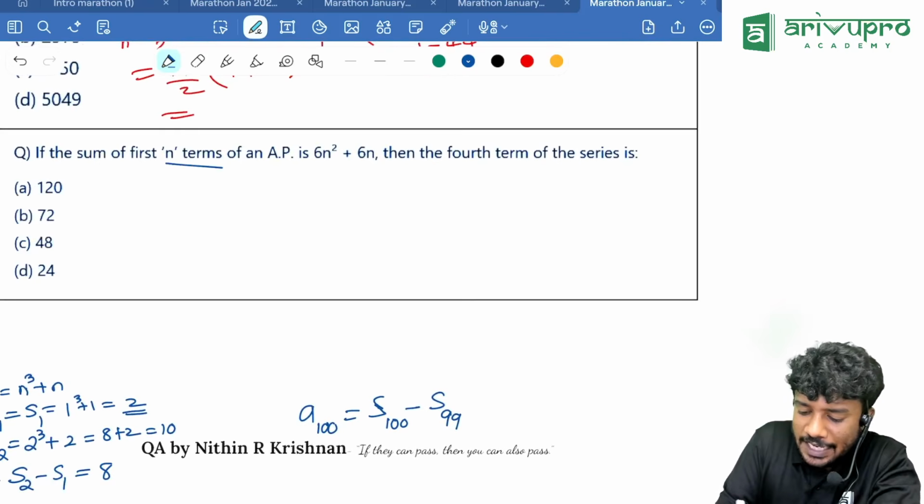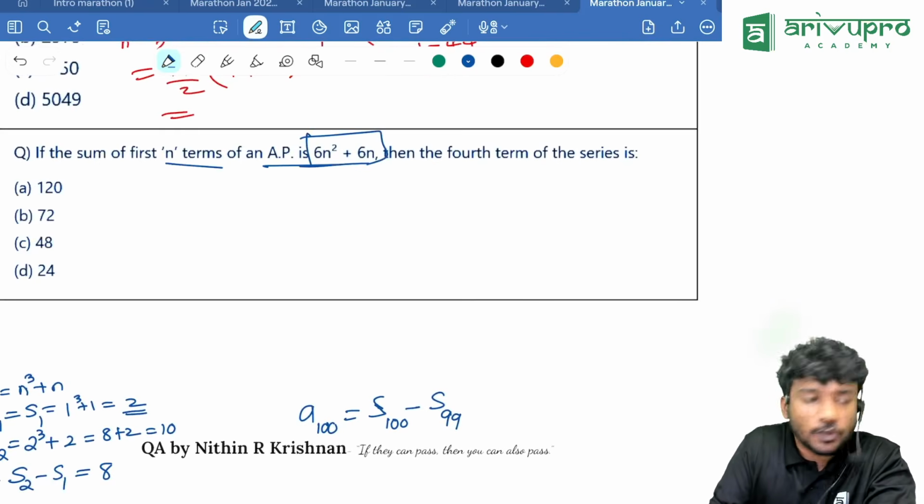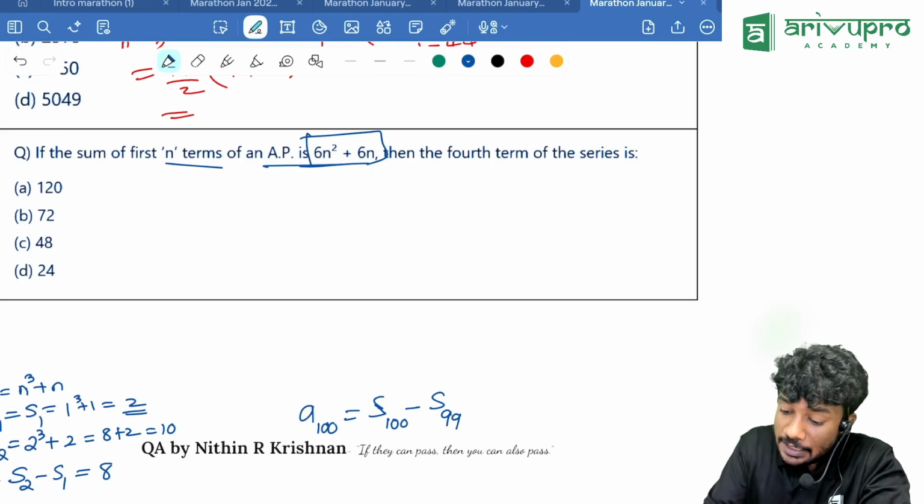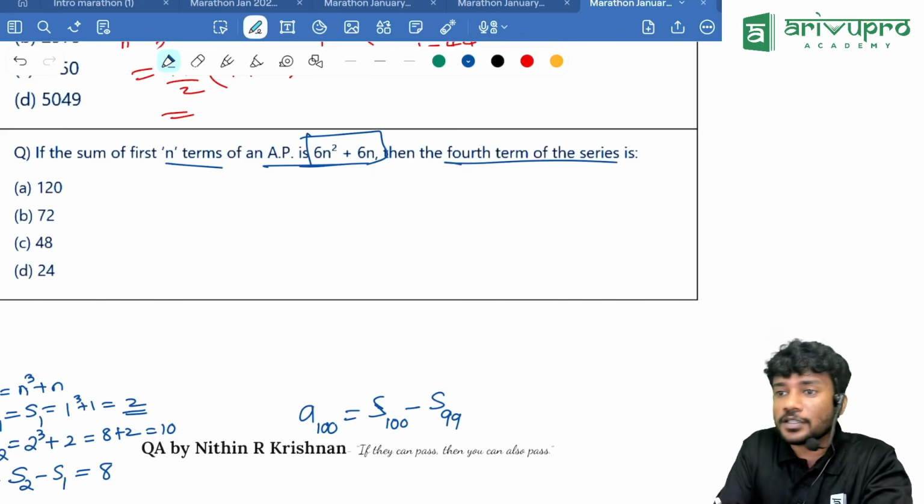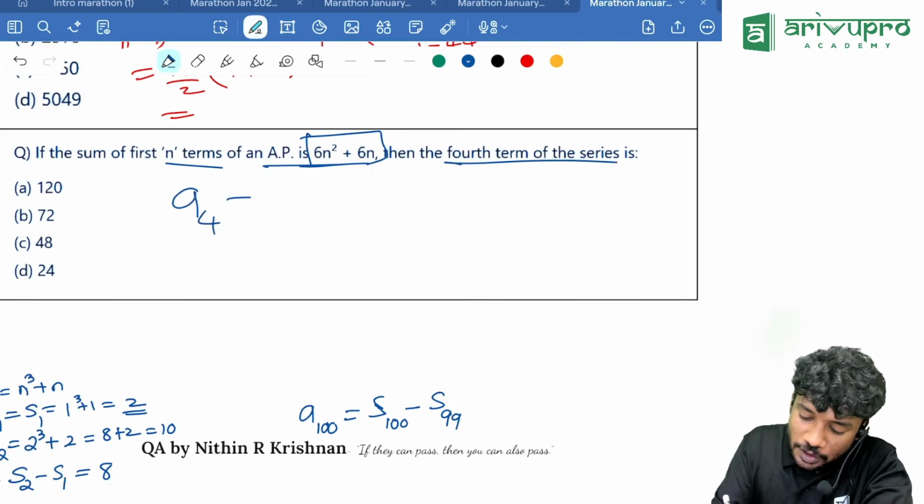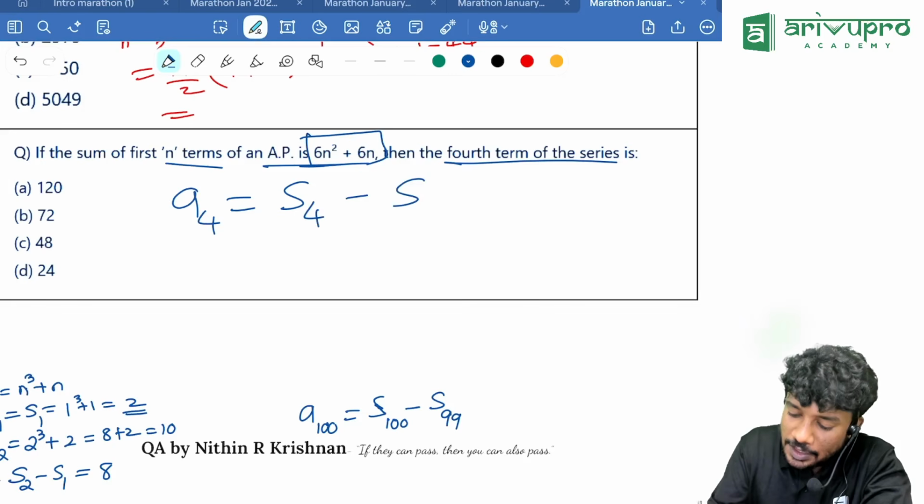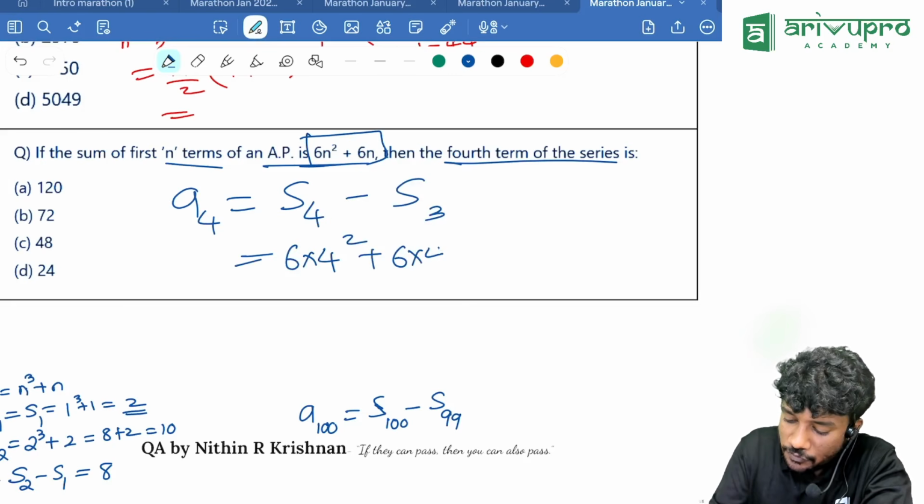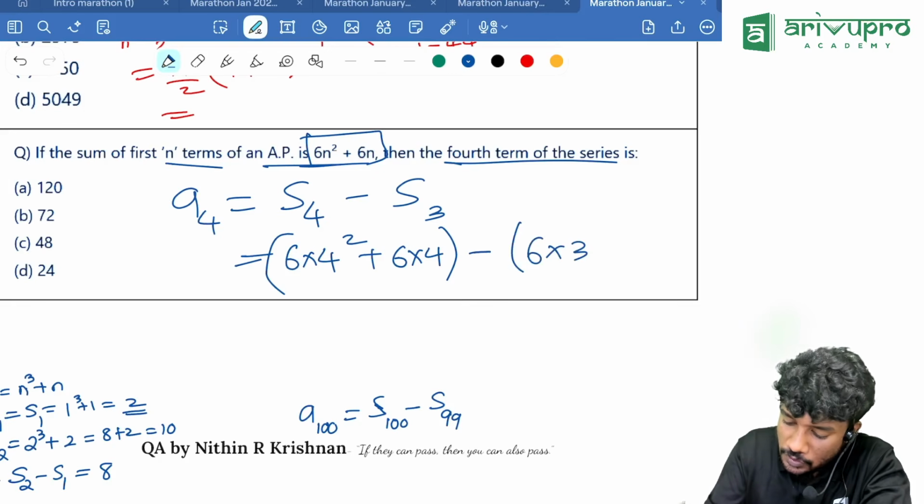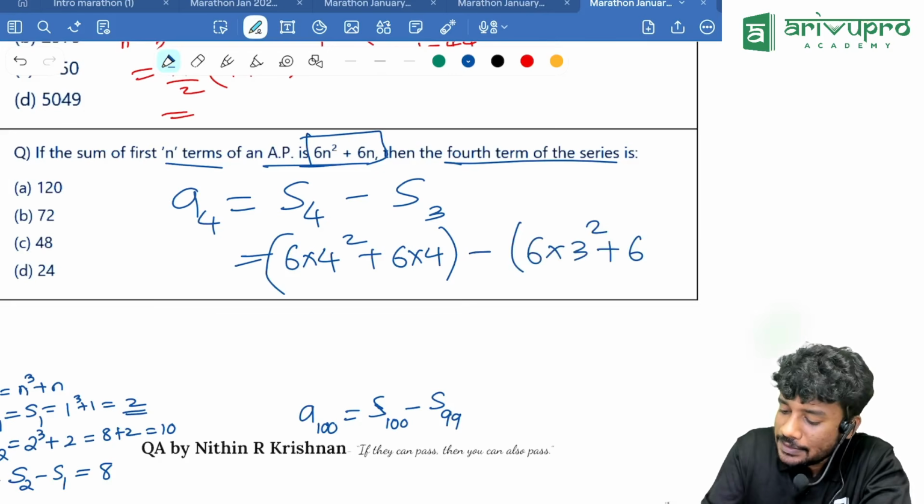Now look at this question for me. If the sum of n terms of an AP is 6n square plus 6n, then how much is the fourth term? How will you find the fourth term? A4 is equal to S4 minus S3. Substitute over here. S4 means 6 into 4 square plus 6 into 4, minus 6 into 3 square plus 6 into 3.